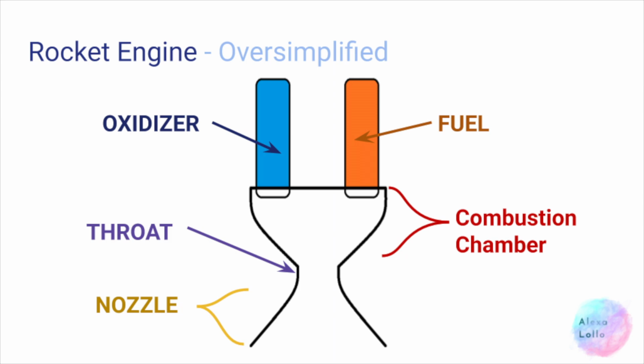A bipropellant rocket has two tanks, one with an oxidizer and another with the fuel. These liquids slowly get pumped into the combustion chamber, where they react with each other. Then the chemical mixture travels through the throat, building up energy, and exits through the nozzle, pushing the rocket off the ground.